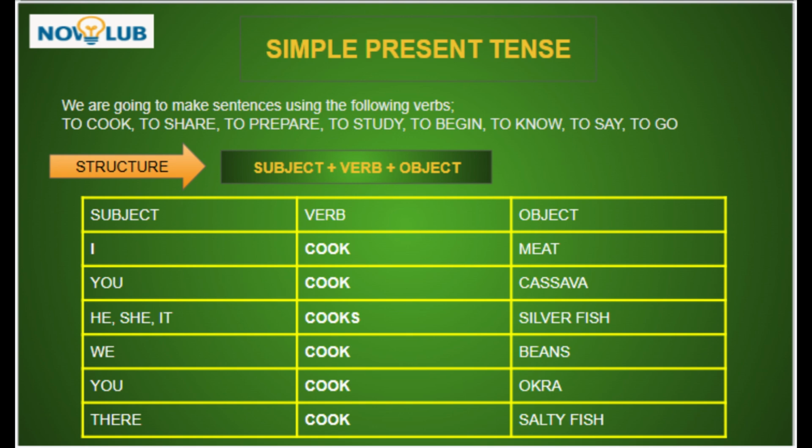But when you reach the third person singular, you say, he cooks a silverfish or he cooks a cassava. You see the difference here? On the third person singular, we have added s. And this is applied to all verbs when the sentence is in the present tense. She cooks, she prepares, she studies. We add an s because it is third person singular.